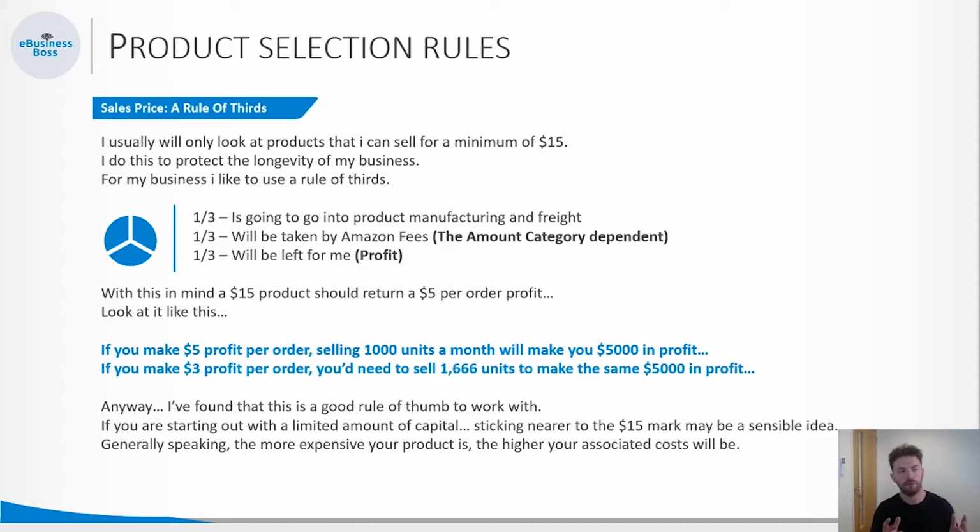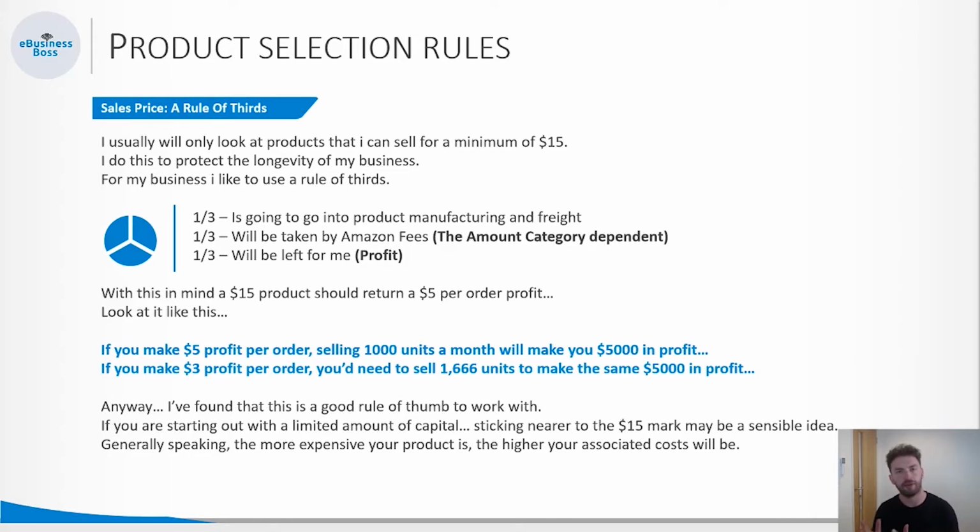Okay, so if you look at it like this, at $5 of profit per unit you sell, if you're selling 1,000 units a month, you're going to make $5,000 a month in profit. And profit is important, okay? Revenue for vanity, profit for sanity. That's what I've always been told.